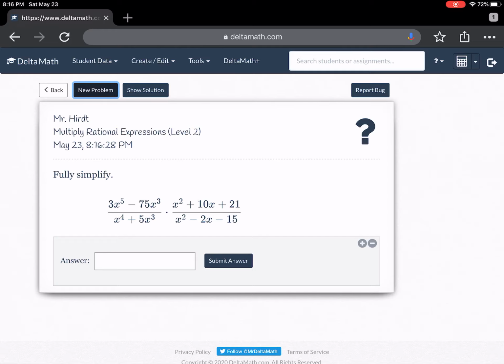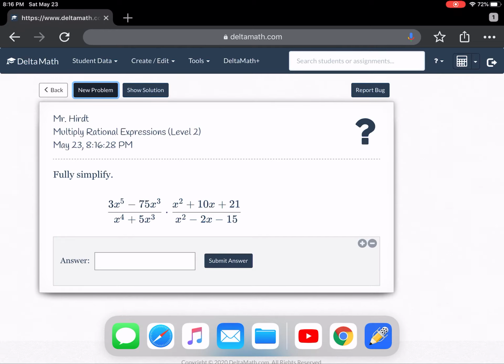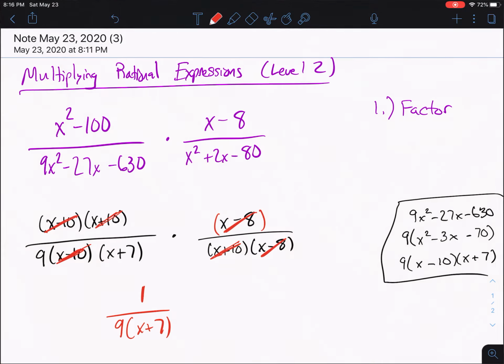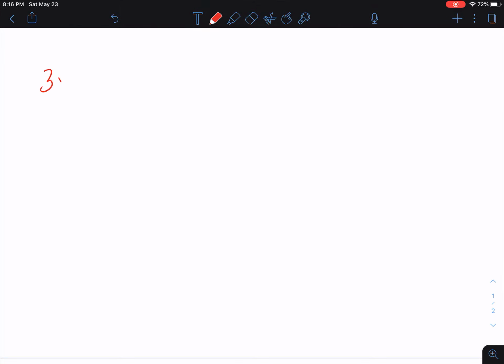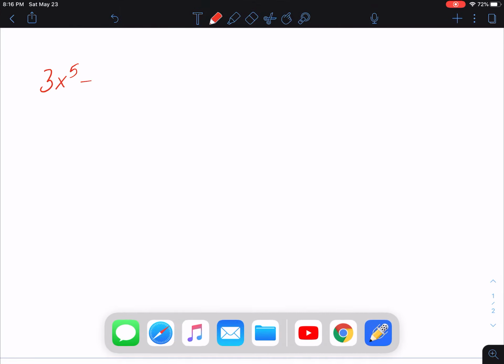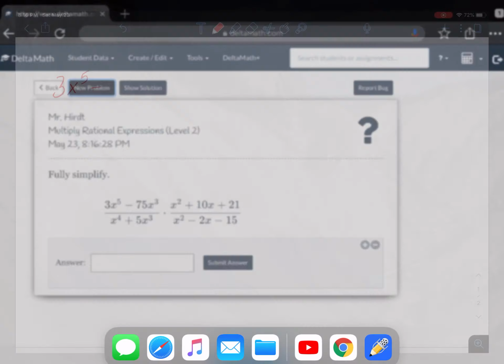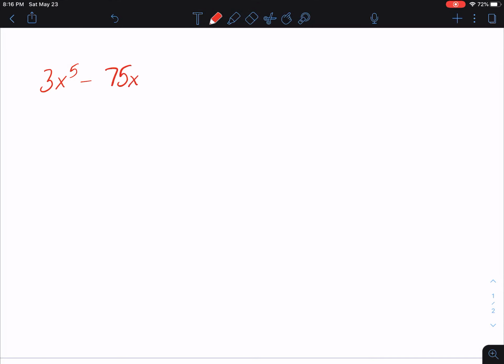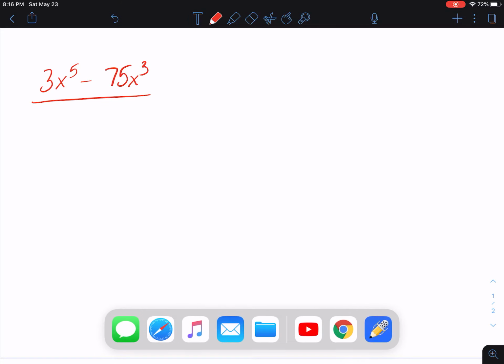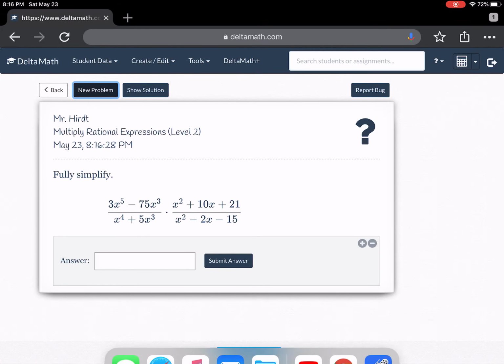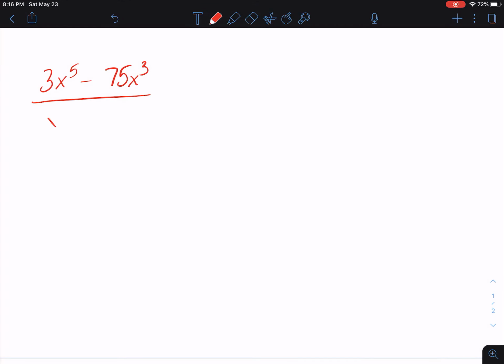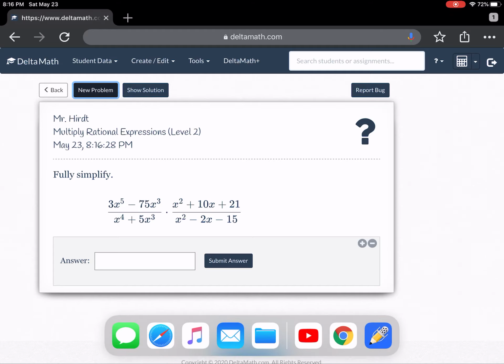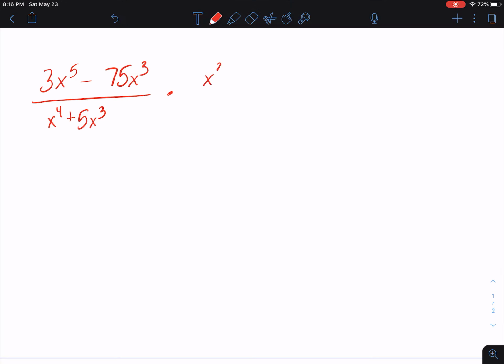Okay, let's look at a new one. Let's give this one a shot. So 3x to the 5th minus 75x to the 3rd, over x to the 4th plus 5x to the 3rd. Then we have multiplication, x squared plus 10x plus 21.